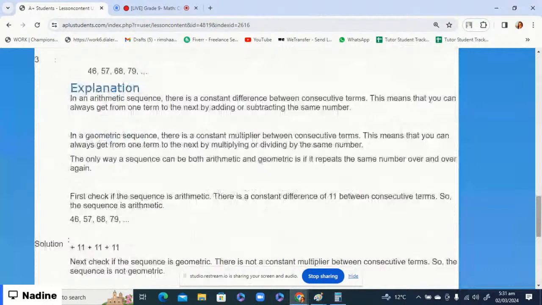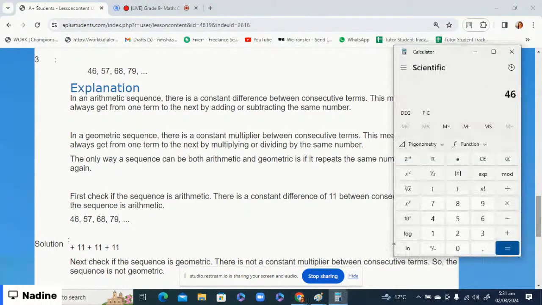Now let's check this one: 46, 57, 68, and 79. Let's find the difference in all of it. When you find the difference, what's your answer? So all of you tell me the answer. So it's 46 and 57. Let's check the difference. The difference is 11.